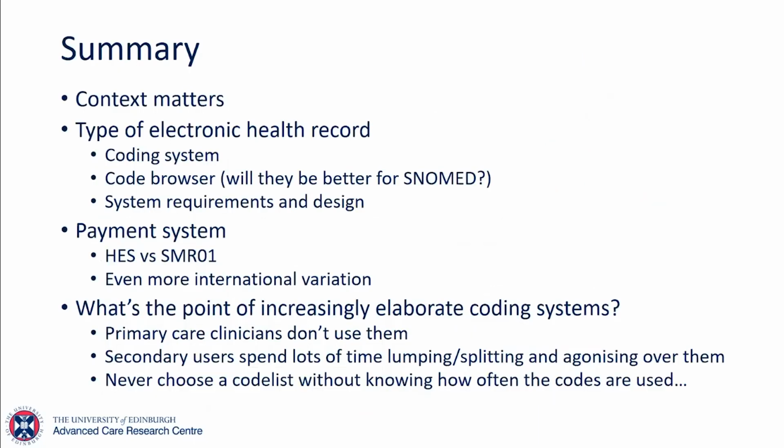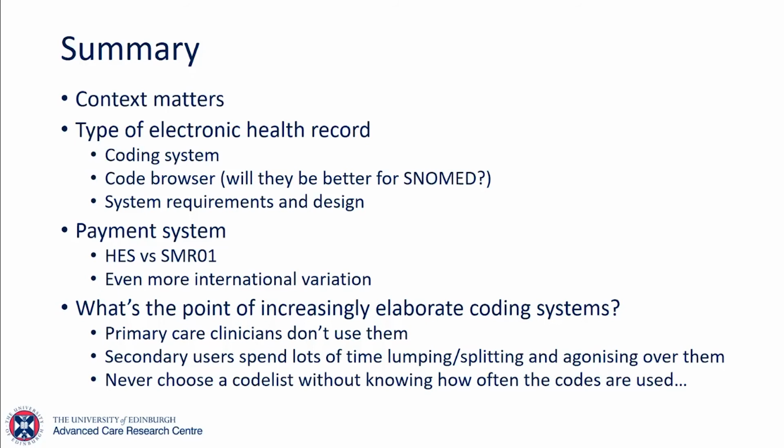So, where does this take you? I mean, the context matters. We kind of just assume, oh, it's all GP data, it's all the same. Actually, it's not, because of the type of electronic record, the coding system being used, the code browser being used. So EMIS read code browsers are much better than Vision. The Vision one I still don't really understand. And so, boy, I know read codes better than most people, and I still can't find the codes I want. And then just system requirements. Some systems make some things easier to code than others.